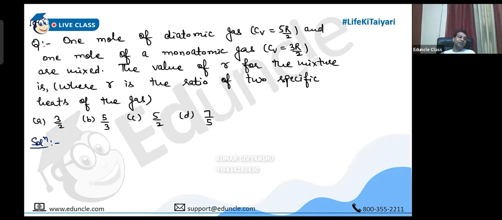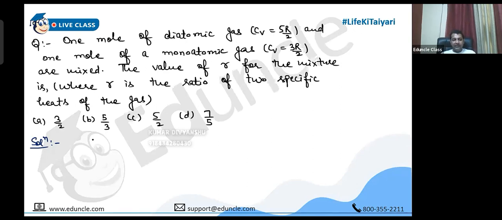So in this case, first of all, we will have to calculate. No, Smriti Shri, it's wrong. We are mixing the gases. So we have to get CV for the mixture and then CP for the mixture. And then we have to take their ratio.